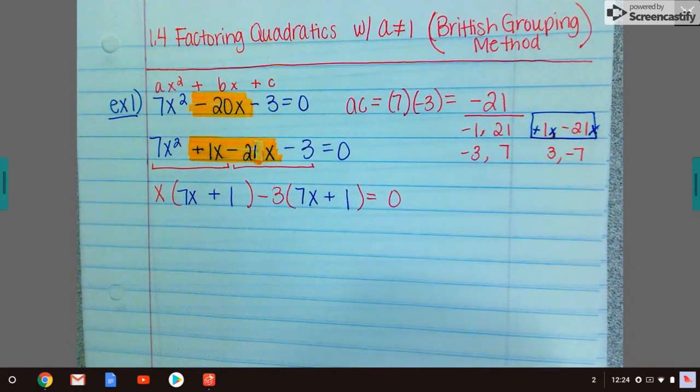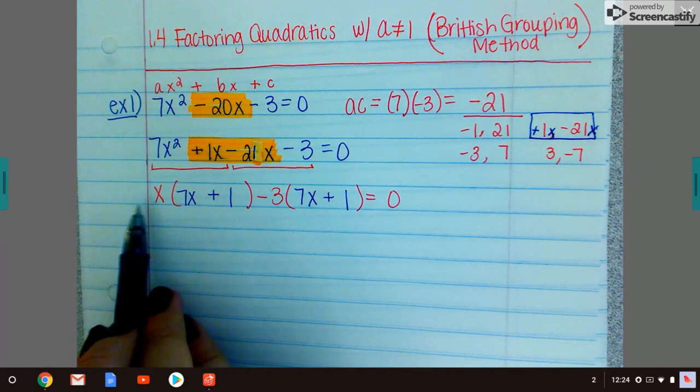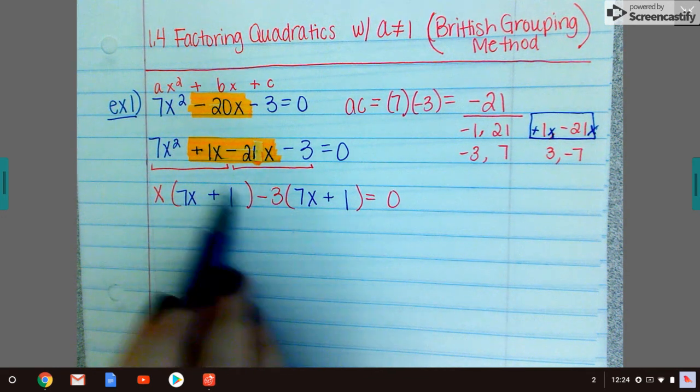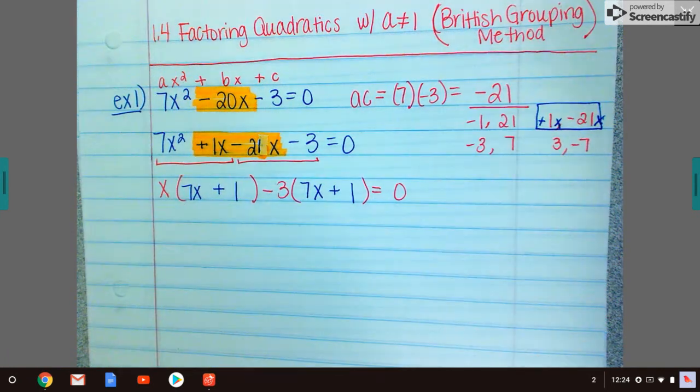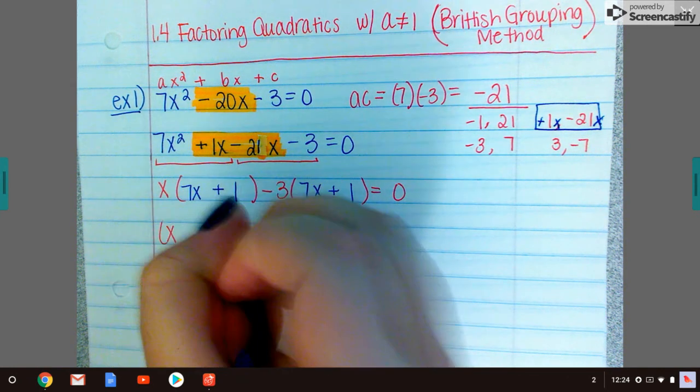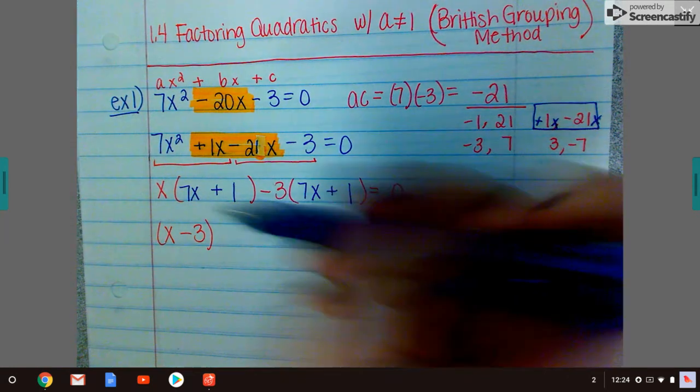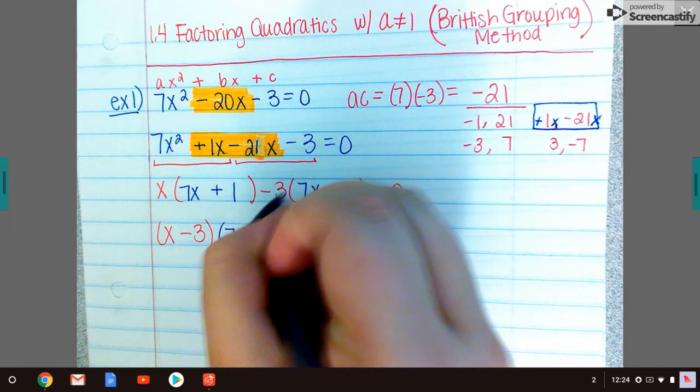Where I'm at now, I want to see what I have. So I have x of these 7x plus 1 things, minus 3 of these 7x plus 1 things. So I have a total of x minus 3 of these 7x plus 1 things.